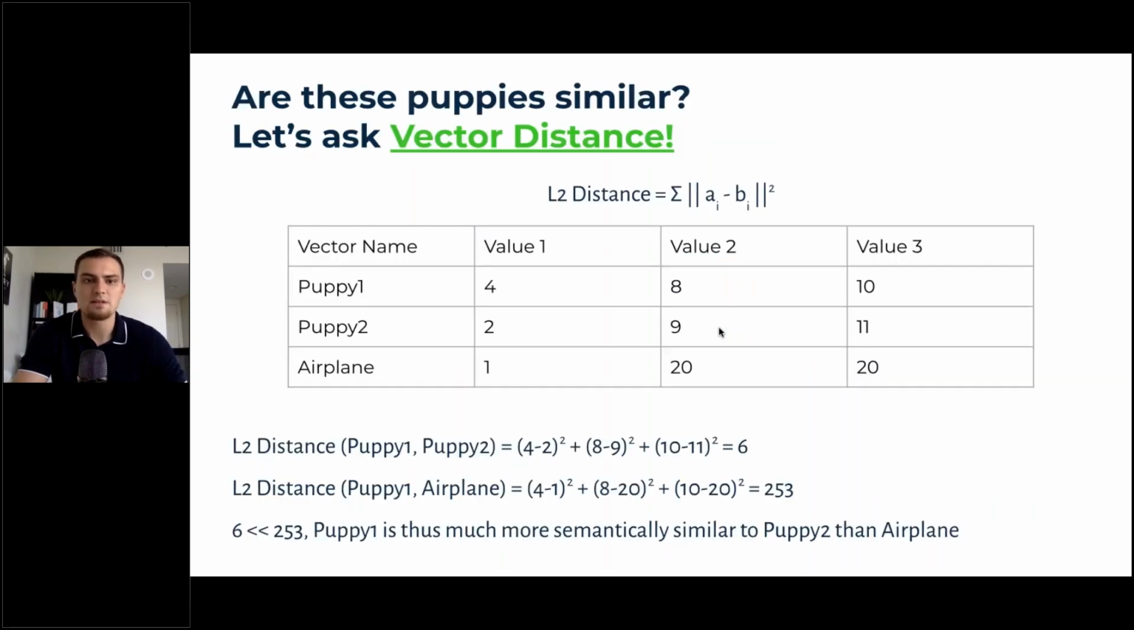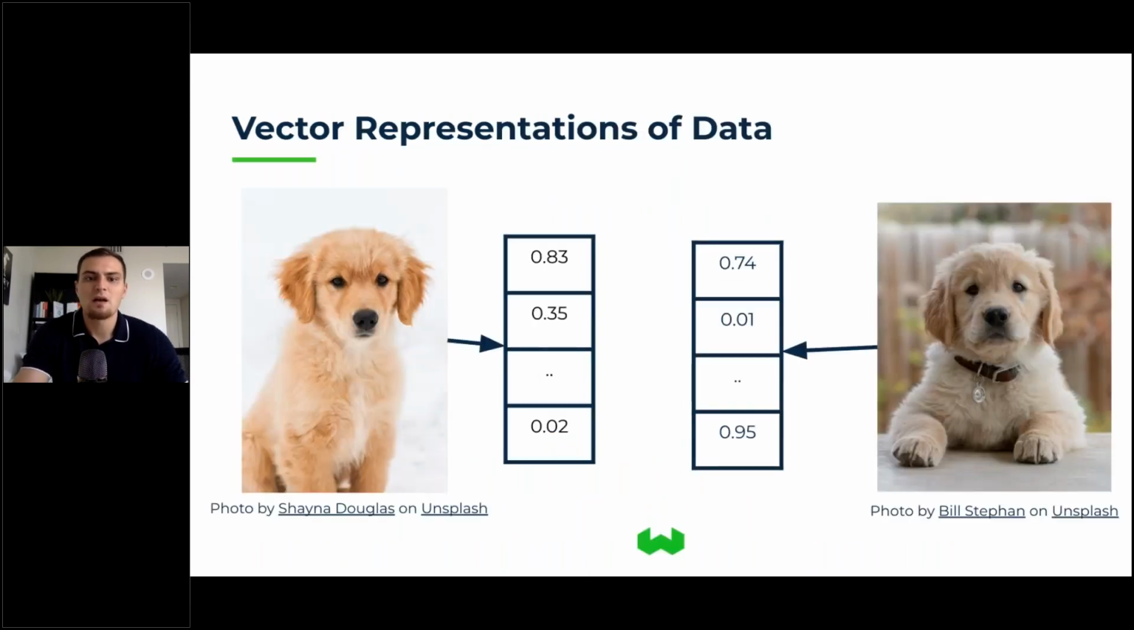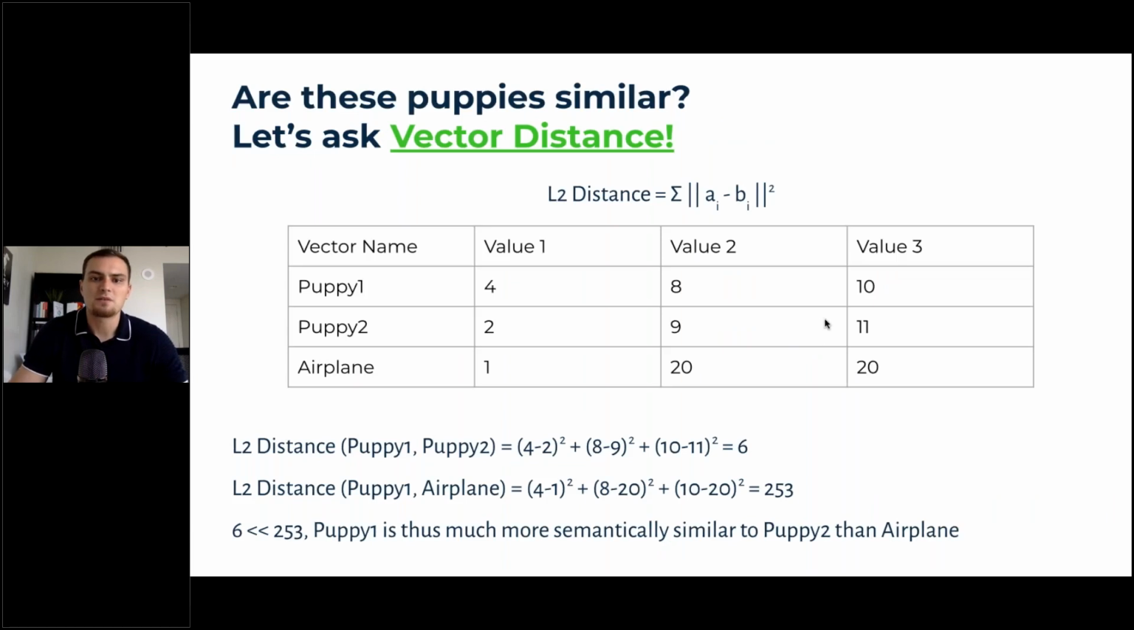Once we have these vectors that represent the images, we can ask questions like, are these puppies semantically similar, by using vector distance calculations. So a very common vector distance calculation is L2 distance. This is where we loop through each index of the vector and then sum up the square difference between the two indexes of the vector.